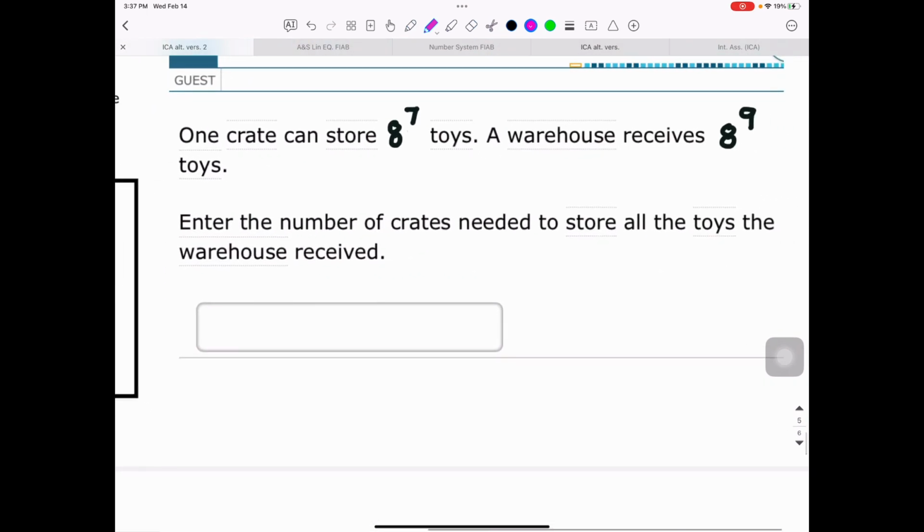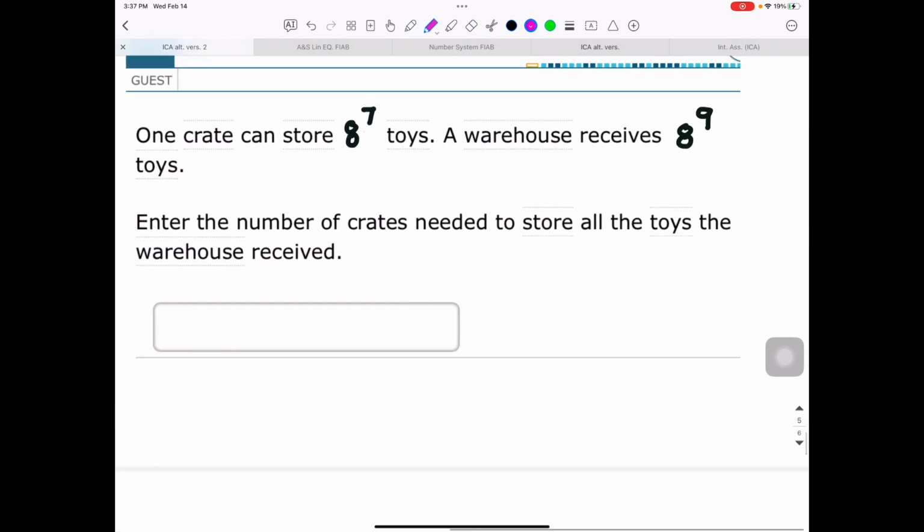Okay, let's see. One crate can store 8 to the 7th toys. A warehouse receives 8 to the 9th toys. Okay, so what does this mean? Let's say I have a box that can hold 2 toys. A box holds 2 toys, but I have 10 toys. How many boxes do I need? Well, I take my 10 toys and I say, okay, I can fit 2 into every box, so I divide that and I'm going to need 5 boxes.